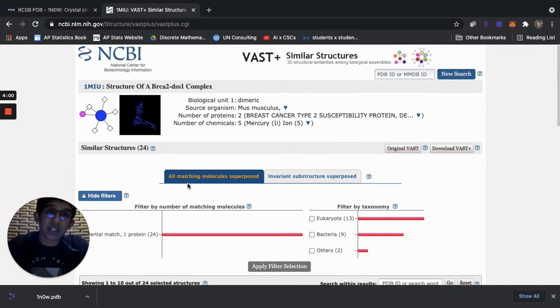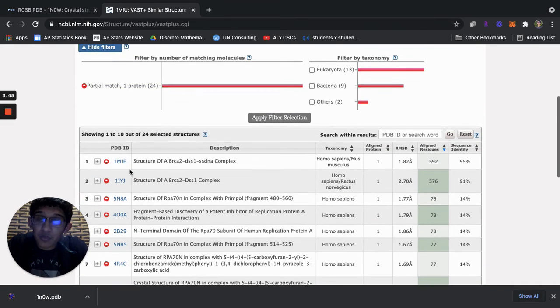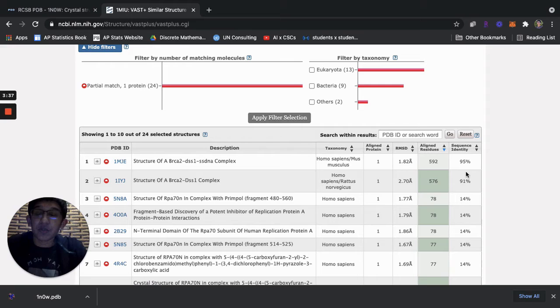So I clicked on another random one of the 4 structures that I was looking at. 1MIU, this is the structure of the BRCA2 DSS1 complex, and the DSS1 doesn't matter that much. All we care about is that this is part of BRCA2. We can see that there are 24 related structures, and the most related ones are 1MJE and 1IYJ. 1MJE, again, is something that I was planning on researching, and has 95% sequence identity, which means that it's really related. And it has 592 aligned residues, which means that it's very, very similar.